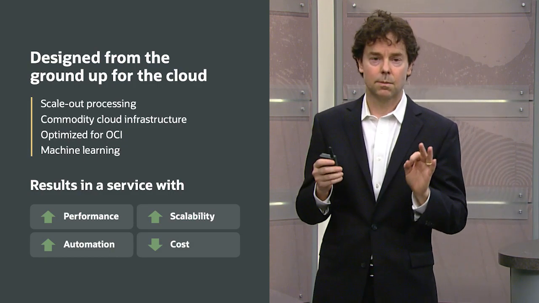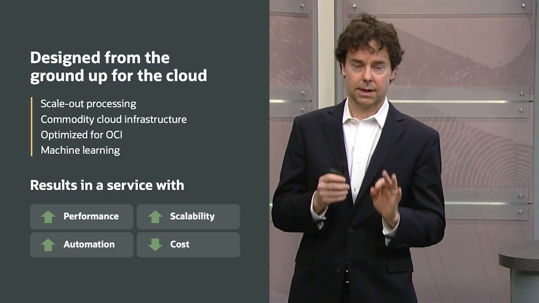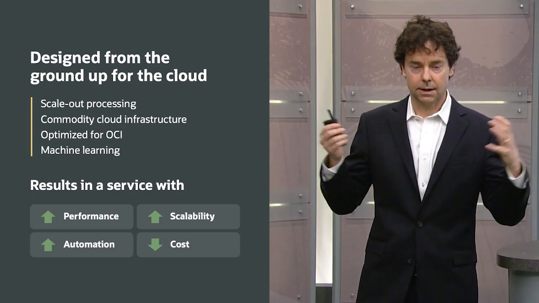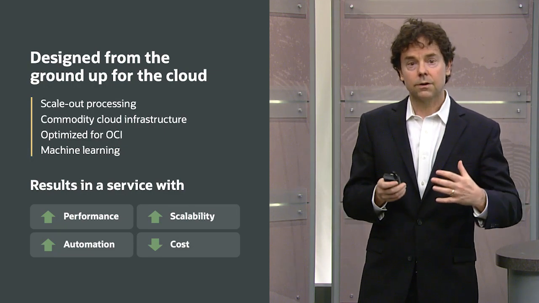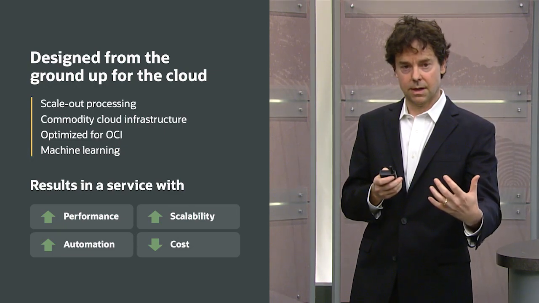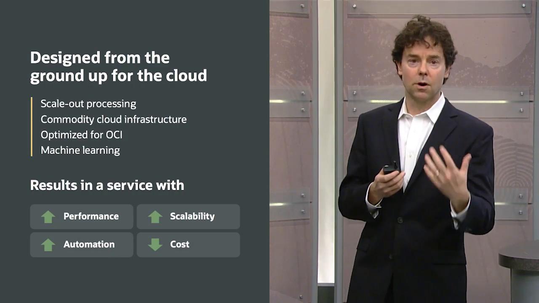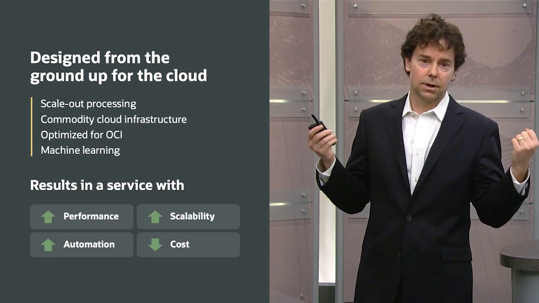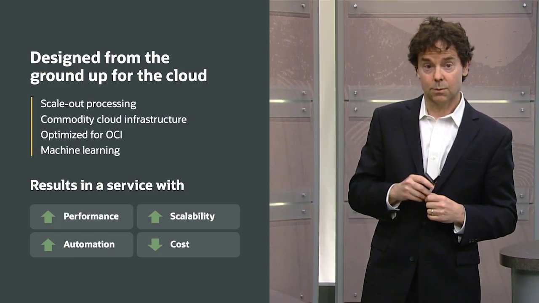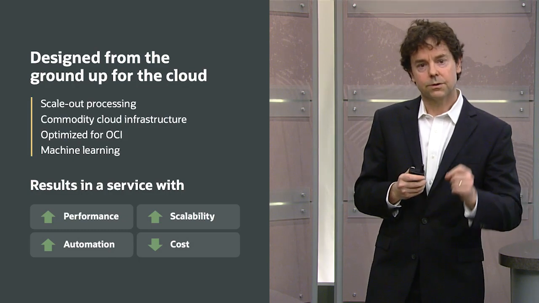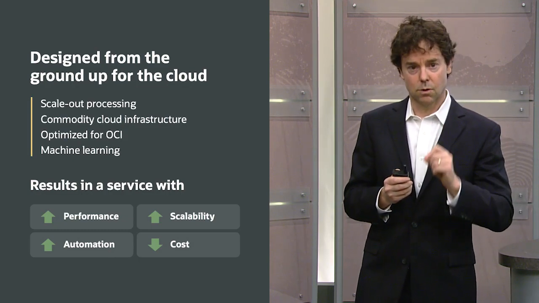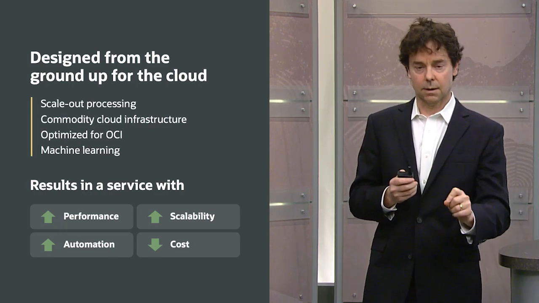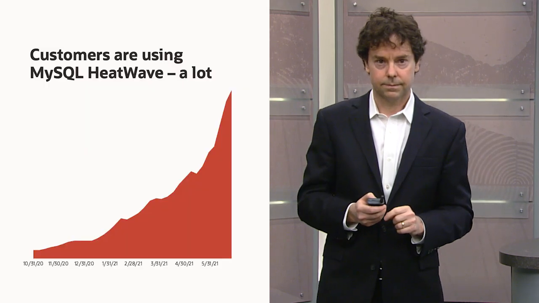We designed MySQL HeatWave from the ground up for cloud. That means it's designed for scale-out processing. It's elastic, it can grow and it can shrink. It runs on OCI infrastructure. That means we get to take advantage of the performance and security that's naturally part of OCI. And it uses machine learning, and we're going to talk a lot more about that later. This results in a service that is much more performant. It's much faster. It's highly automated. It's very scalable, and it's low cost.